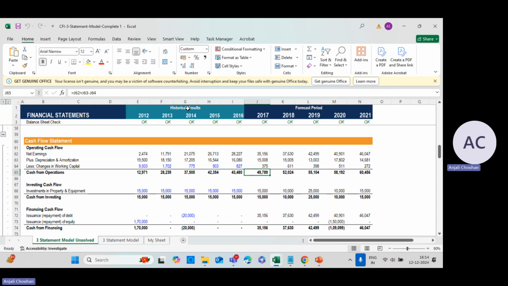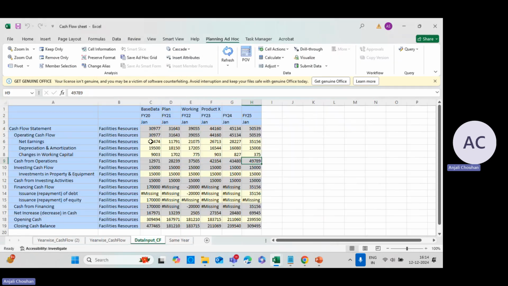Basically what is happening here, some are the historical results, and based on this they have calculated the forecasting period. And in our application we are also doing the same. We are just using driver based planning for getting the result. Now this is all about the cash from operations.